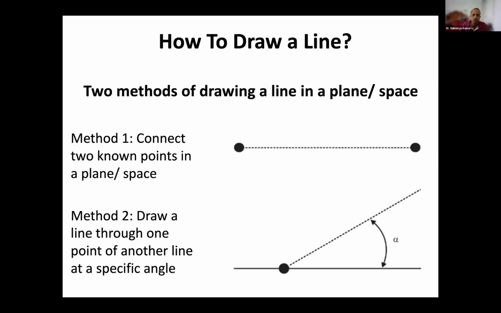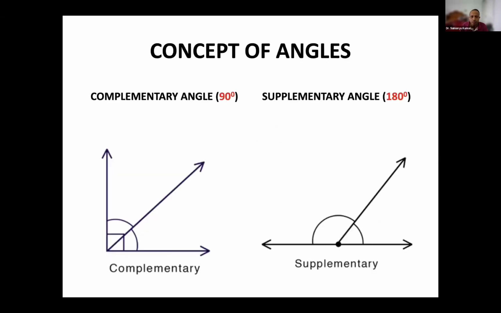Some basic knowledge. In order to draw a line, we must have 2 points, and we can connect them with a scale. Or, if there is a known line, a known point on the line, and a known angle, then also we can draw a line in space. So once we know the fixed point and the angle. Coming to complementary and supplementary angles: complementary means two angles add up to 90 degrees, and supplementary means two angles add up to 180 degrees.